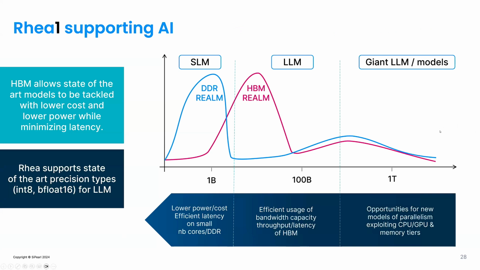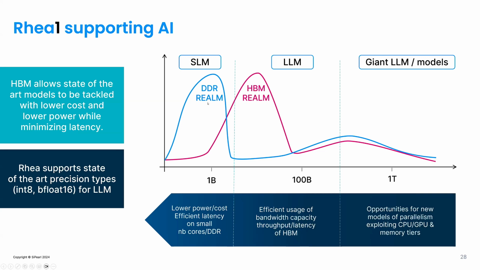We see here a graph where we have the number of parameters: 1 billion, 100 billion, and 1 trillion parameters, and what we call the different domains, which are the small language model, large language model, and giant large language model. And based on what we have seen so far, the SLM realm would be mostly addressed using CPU with DDR in terms of inference.